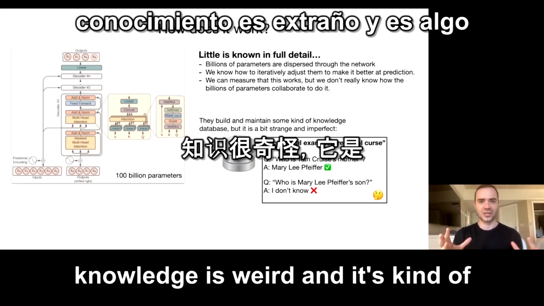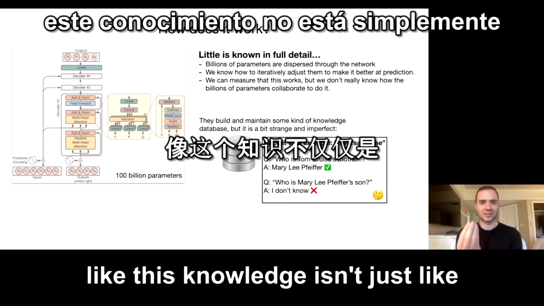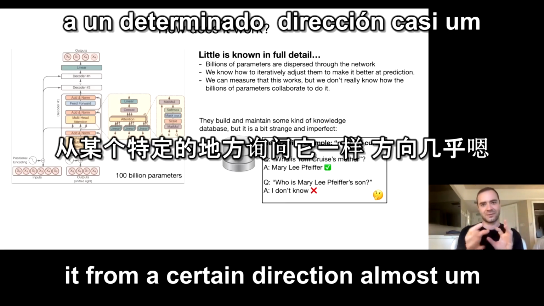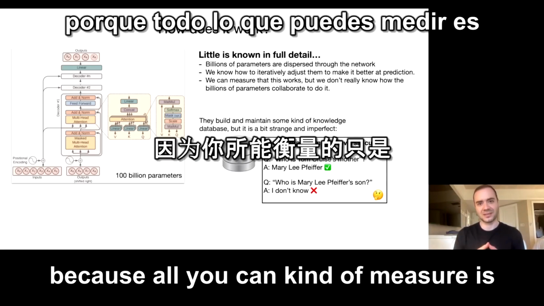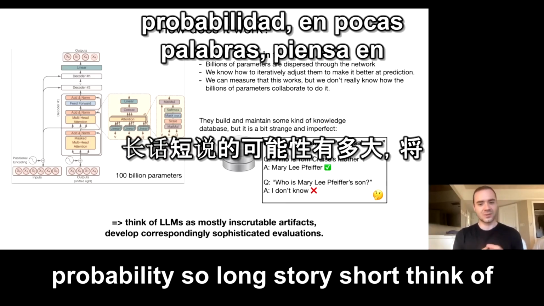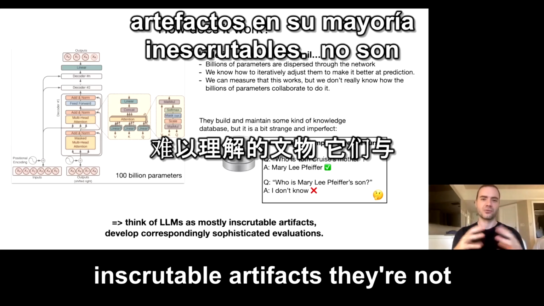So this knowledge is weird and it's kind of one-dimensional. This knowledge isn't just stored and accessible in all the different ways. You have to ask it from a certain direction almost. That's really weird and strange, and fundamentally we don't really know, because all you can measure is whether it works or not and with what probability. So long story short, think of LLMs as mostly inscrutable artifacts.